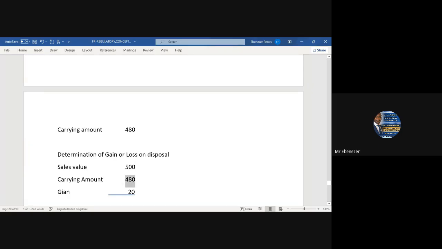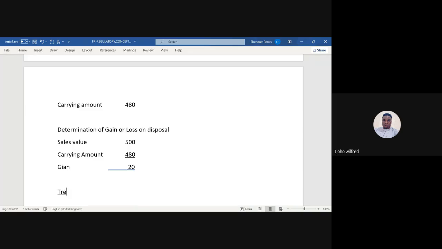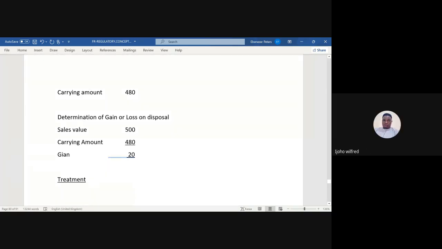This gain on disposal, how will you treat it? How do you treat your gain on disposal? We are going to credit the P&L and debit the bank. We are going to post it and debit OCI under P&L, and then credit the assets. Okay, anyone want to try again? Debit the asset and credit P&L, and debit the OCI.